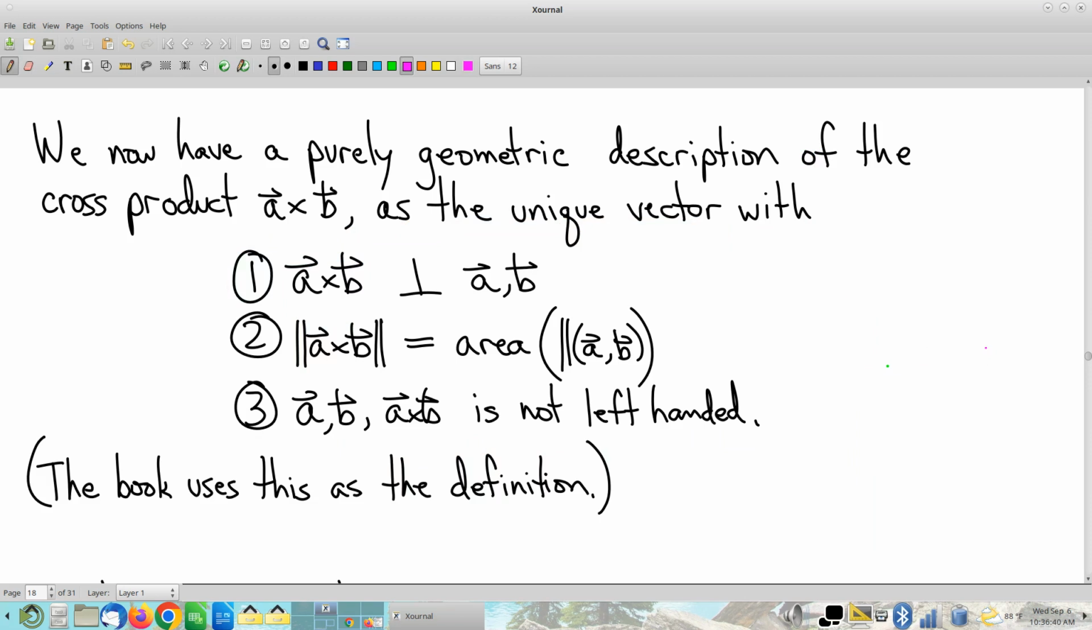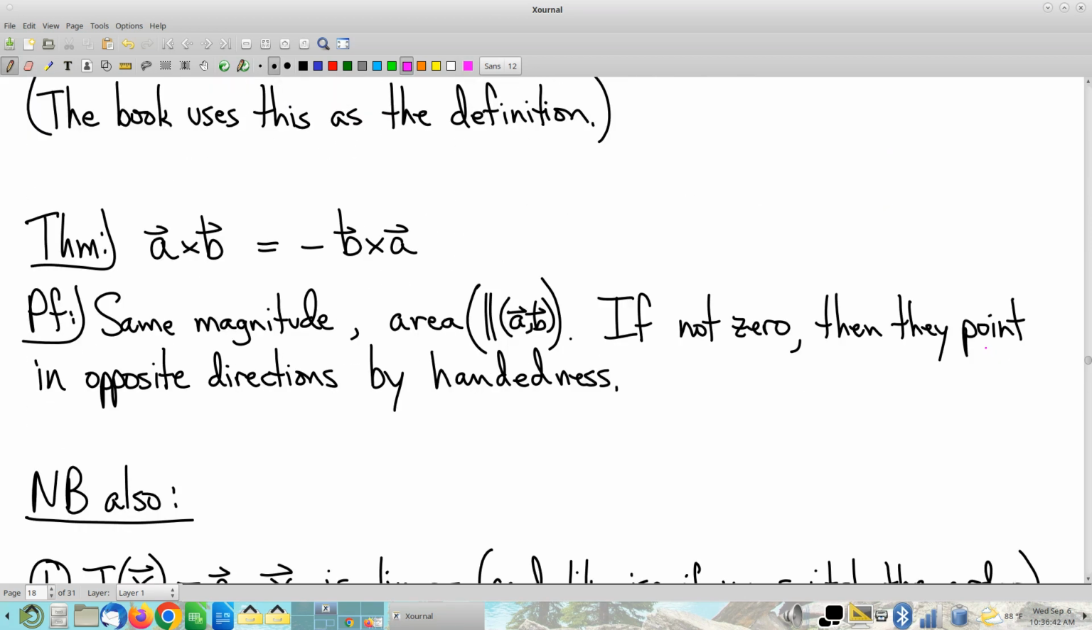Again, a different way to go. More facts about the cross product. It's not commutative.